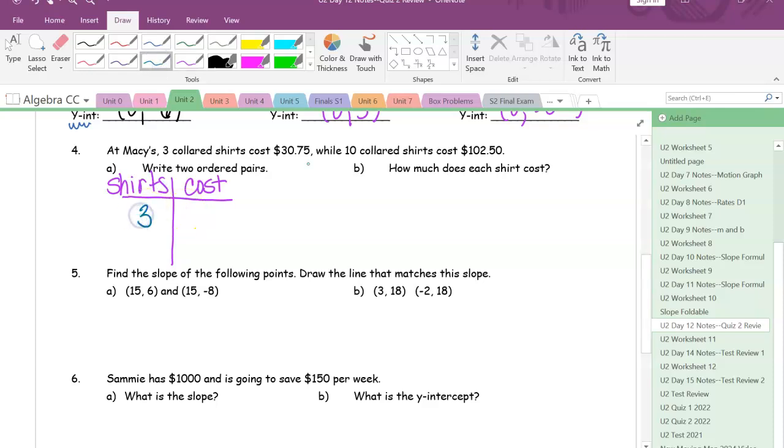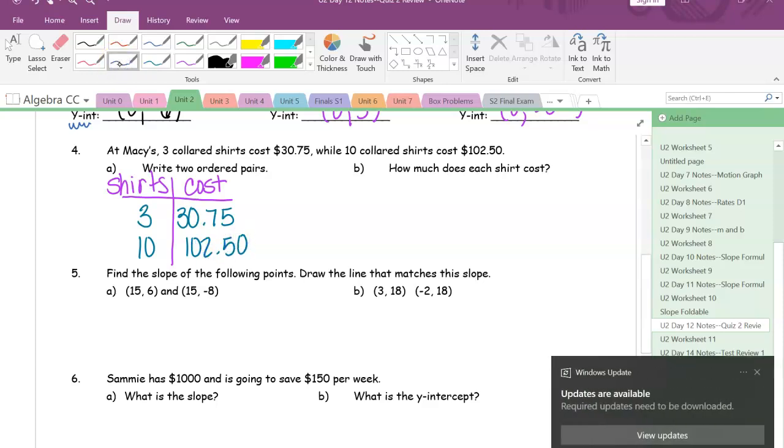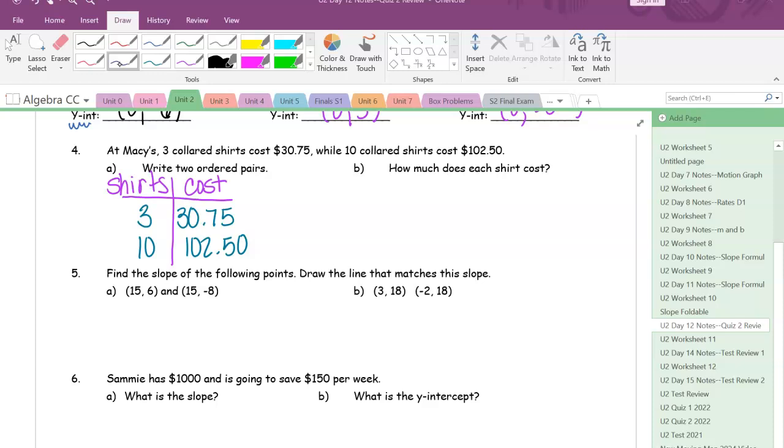So now I'm just going to go ahead and fill in the table. 3 shirts was $30.75, and 10 shirts is $102.50. And then you can either do your slope formula or you can do your jumps. It is up to you. You should get the same thing either way. So I know that 3 to 10 is up 7.